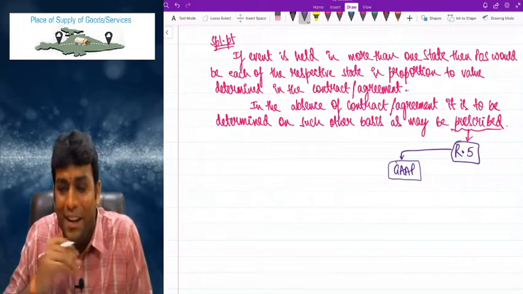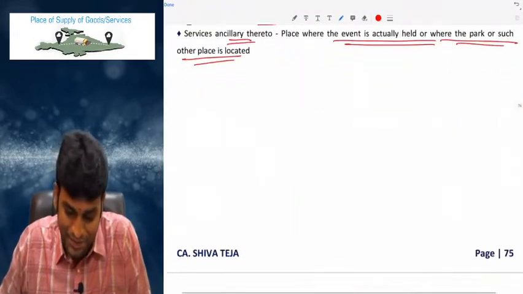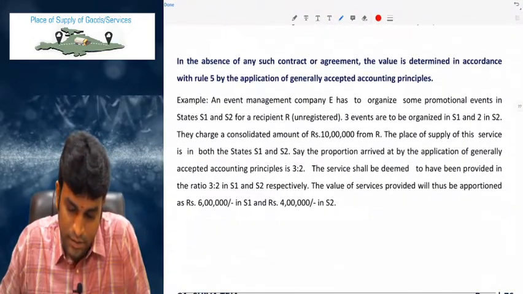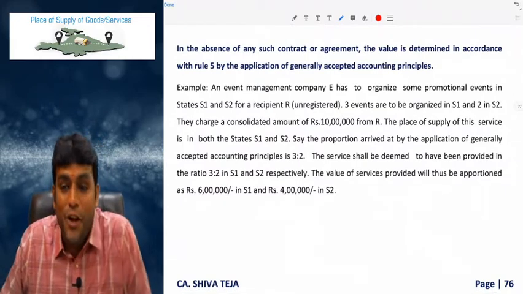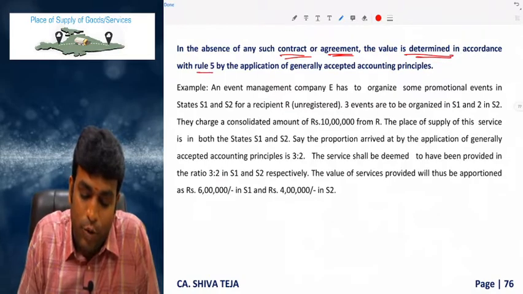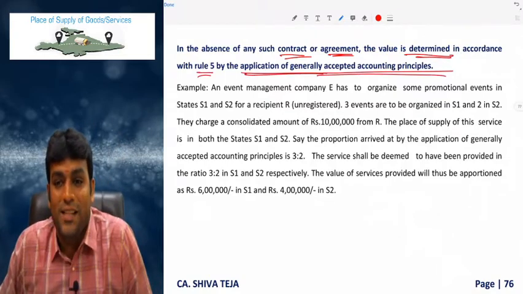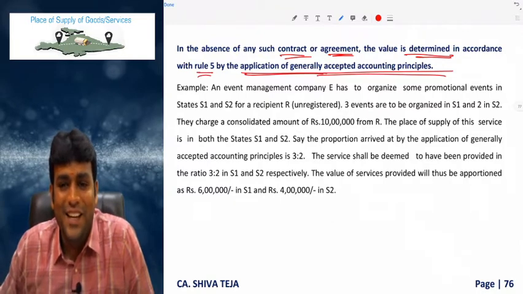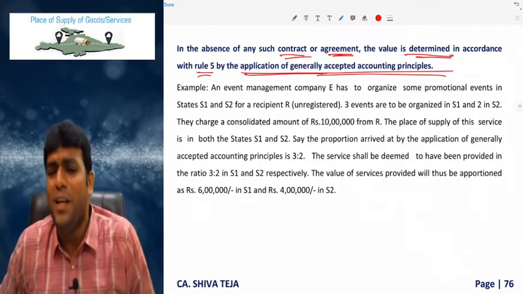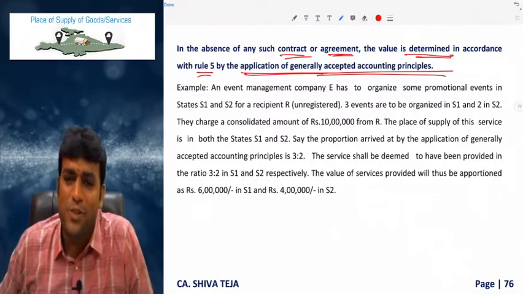Now what does that mean? I gave an example, sir. Look at your material. See here. In the absence of contract or agreement, the value is determined in accordance with Rule 5 by application of GAP. GAP is nothing but generally accepted accounting principles. So you check in which state more service, more event, is done. On a reasonable basis you calculate.